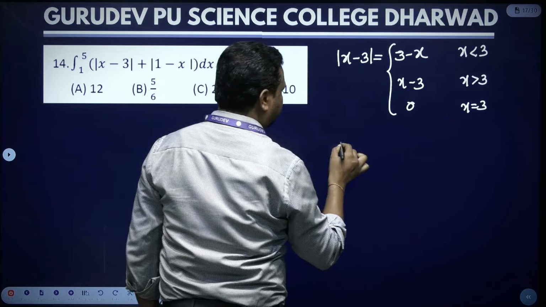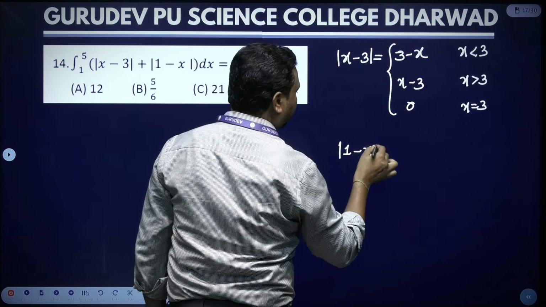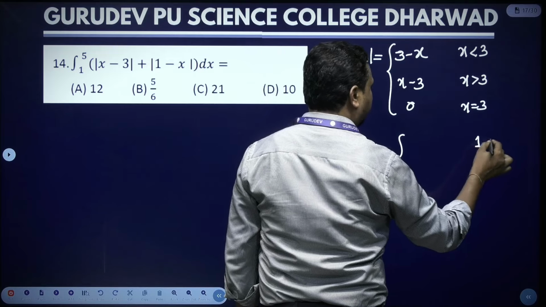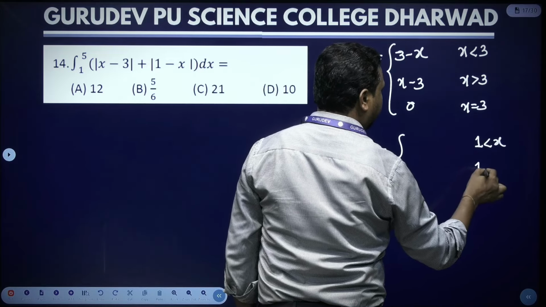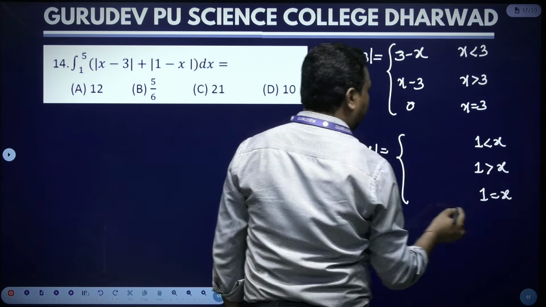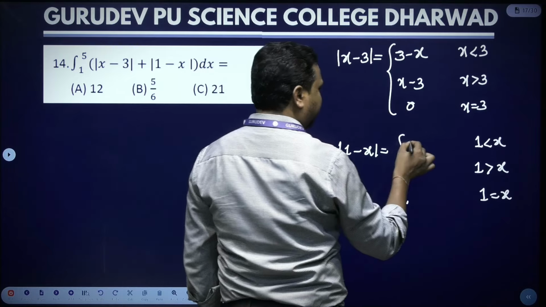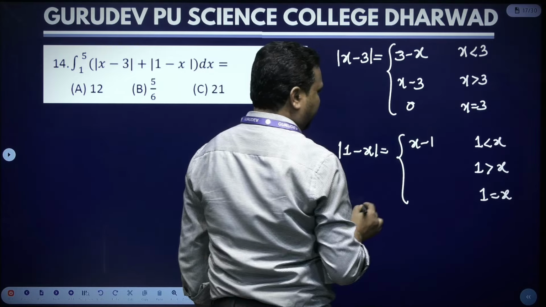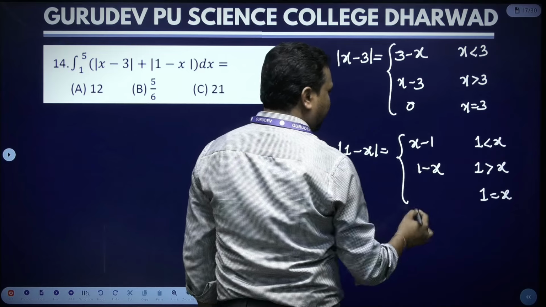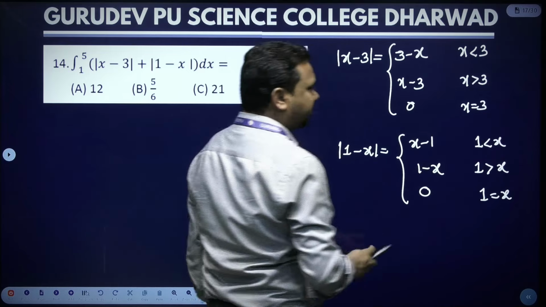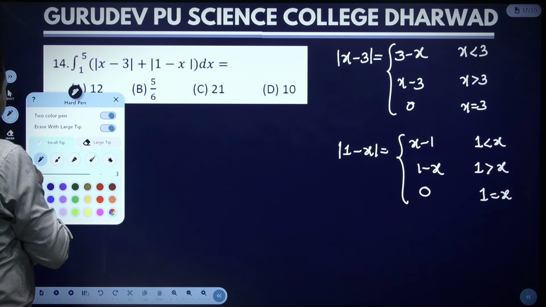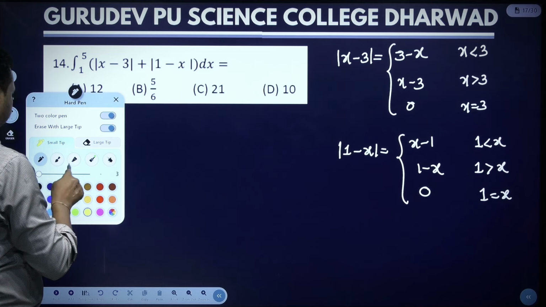Similarly, if I consider mod of 1 minus x, we have 1 less than x, 1 greater than x, and 1 equal to x. Whenever 1 is less than x, the function will change to x minus 1. When 1 is greater than x, the function will remain as it is. And when 1 is equal to x, the function is 0. Now, if you observe carefully, the function has a particular behavior in this case, so I want you to take care of this.